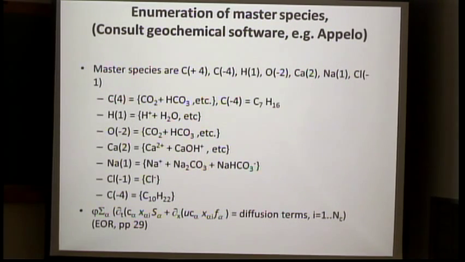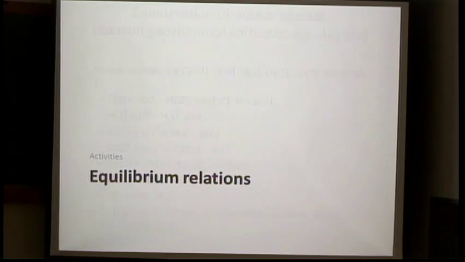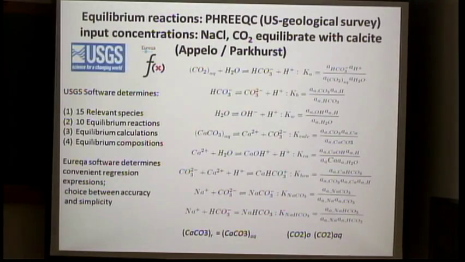Notice that oil in the petroleum is different from, say, oil in the carbon dioxide. They're different. So these are the species that are conserved. Now, equilibrium relations.